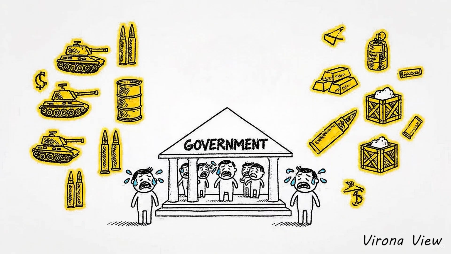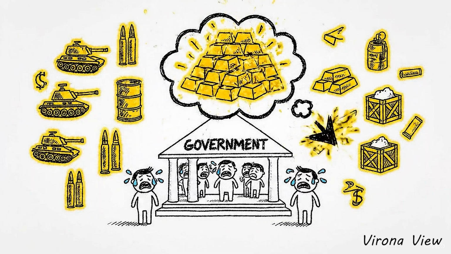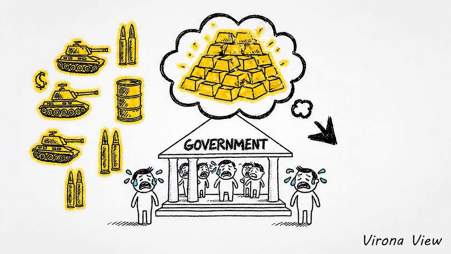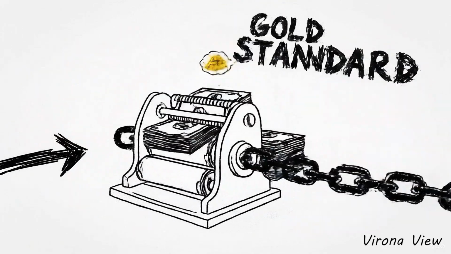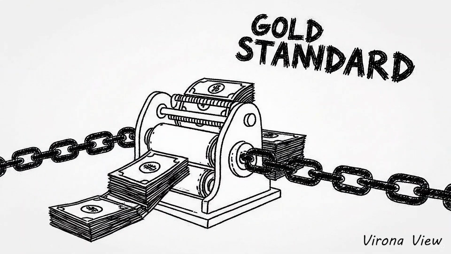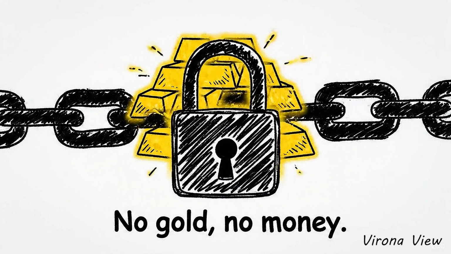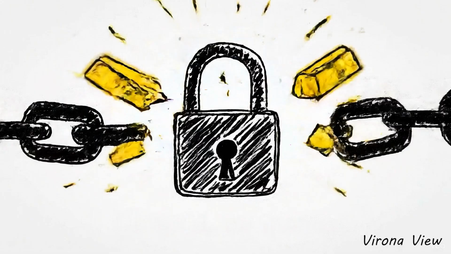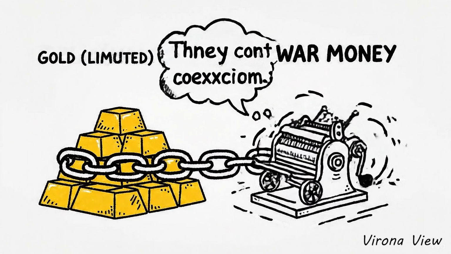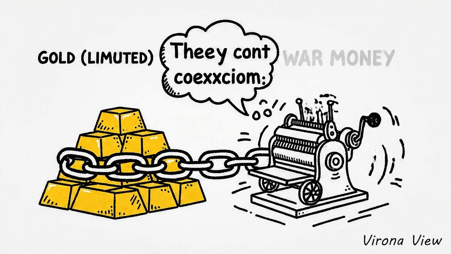And soon, governments themselves needed gold, a massive amount of it, to buy weapons, ammunition, food, steel, fuel, everything required for war. But the gold standard imposed an iron rule. You could only print money if you had gold to back it. No gold meant no new money. War demanded unlimited funds. Gold was limited. The two could not coexist.